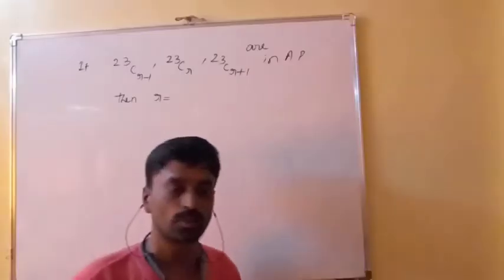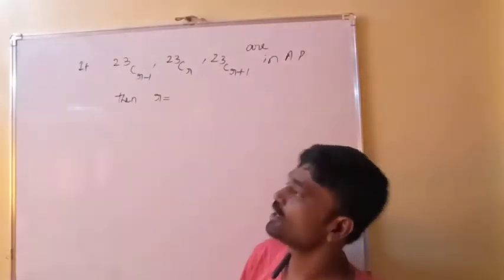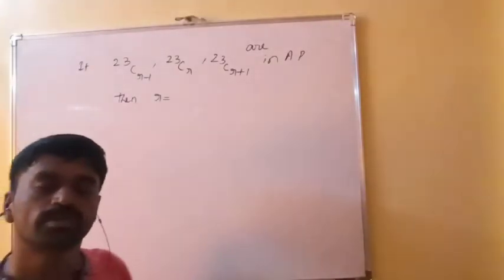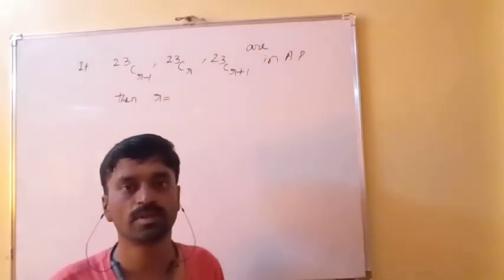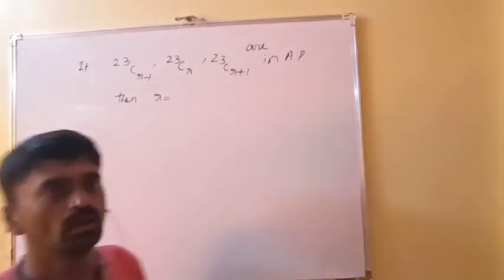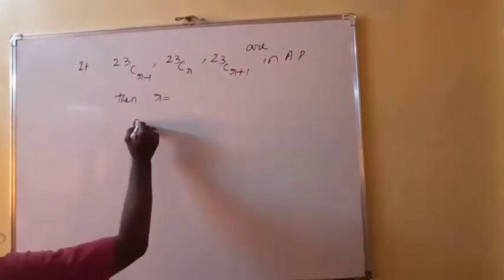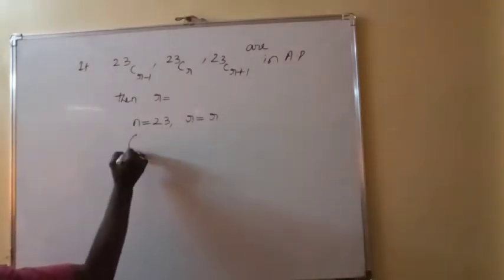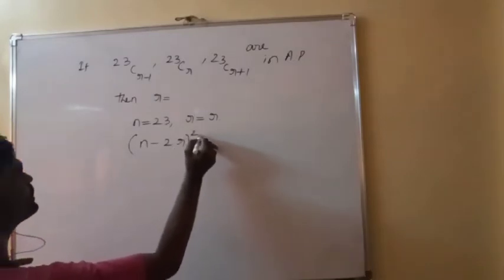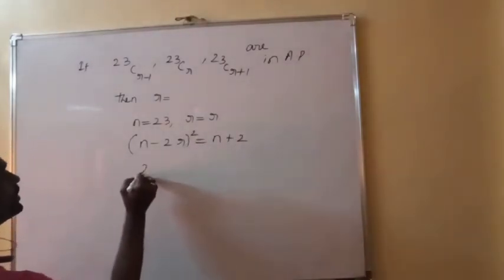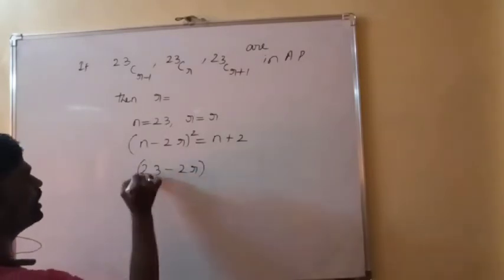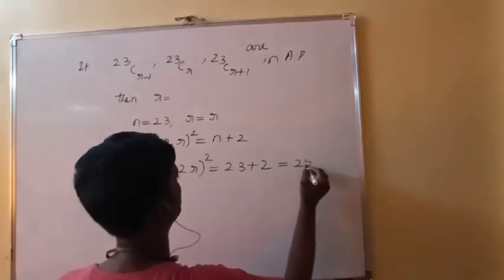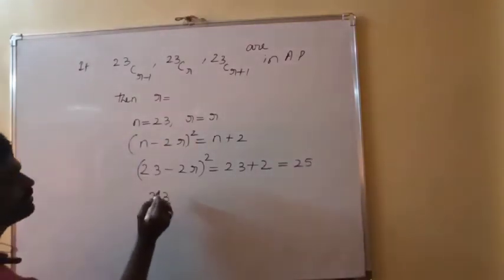In this problem, given that 23C(r-1), 23C(r), 23C(r+1) are in AP, then what is the r value? Just recall the condition for nC(r-1), nC(r), nC(r+1) to be in AP: (n - 2r)^2 is equal to n + 2. From that formula, n value is 23 and r value is r. So use that condition: (23 - 2r)^2 is equal to 23 + 2. So 23 + 2 is what? 25.